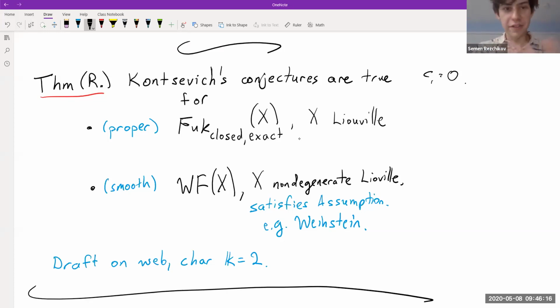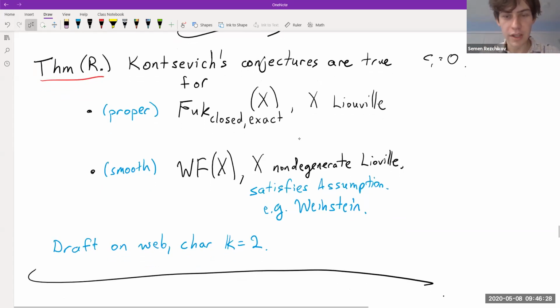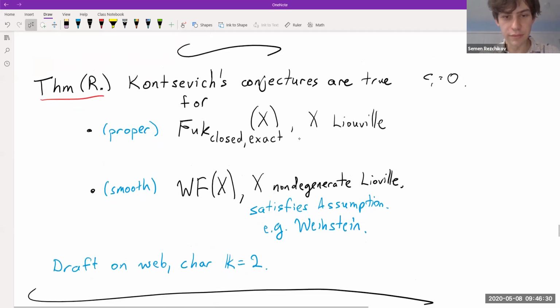Okay, and there's a draft of this argument on my website, but it's only done in characteristic two because there's a lot of signs and they take time to write up. All right. Great. Do I ever, no, I never actually use the Kaledin property. It's just not necessary. Great.